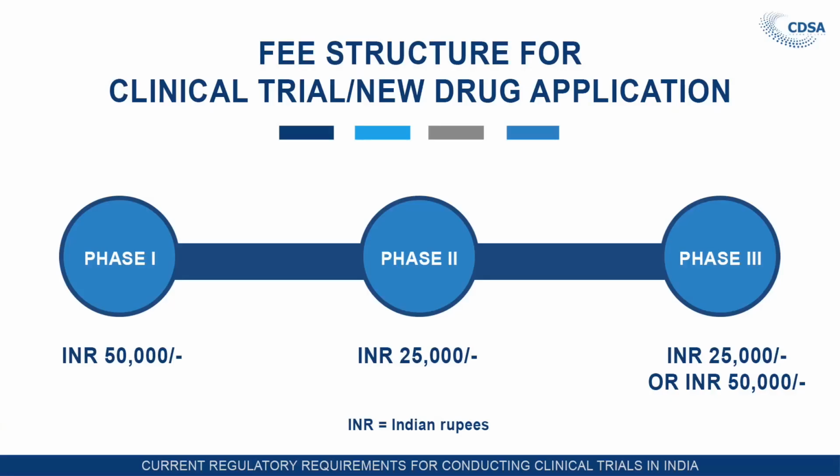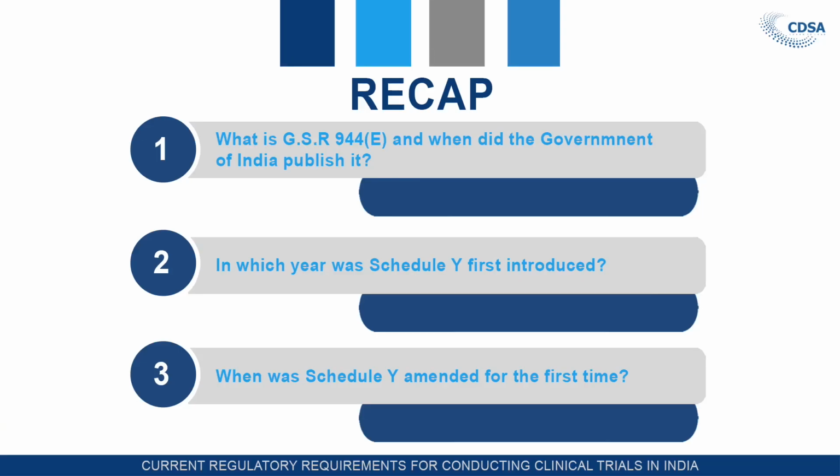But in case the drug has been manufactured or approved in other countries and now somebody would like to import it and conduct phase 3, then the fee required is 50,000. So this is about all the schedule Y and related rules. Now it's the time for the questions and to check the memory. So let us have some questions for you.